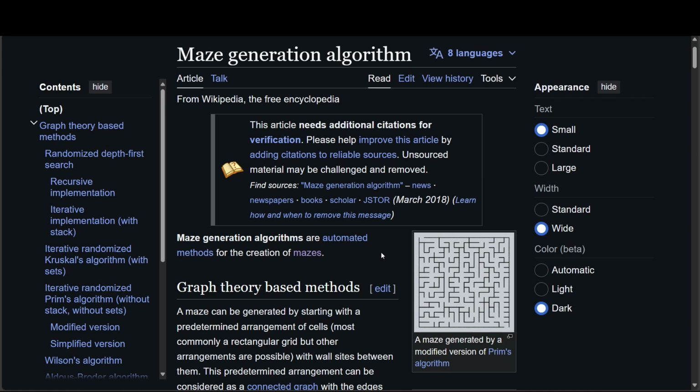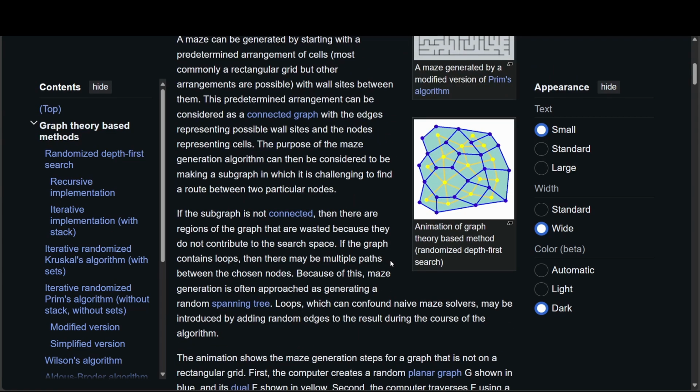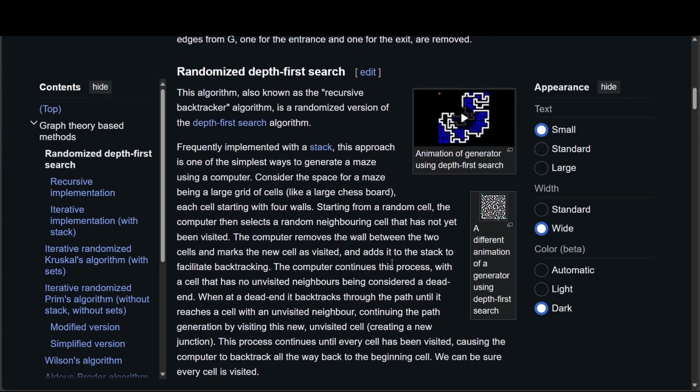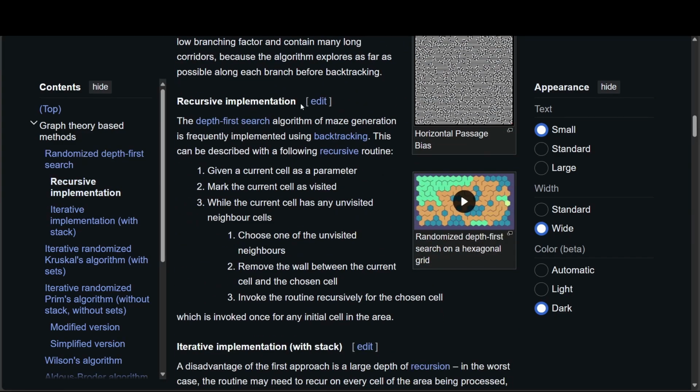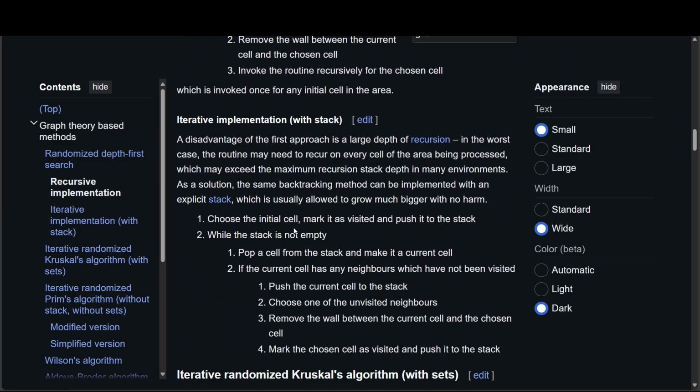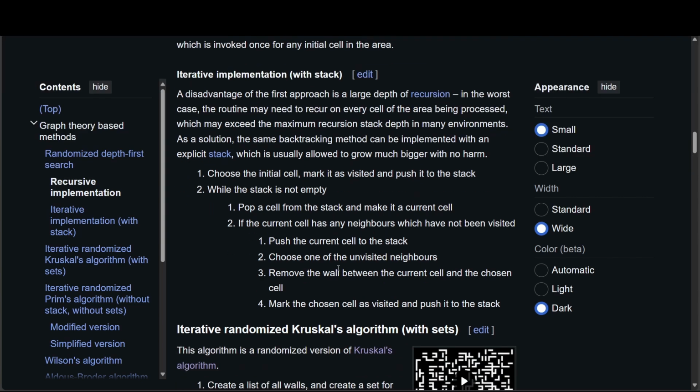Maze generation algorithms. There are many maze generation algorithms. One of the simplest is the depth first search based algorithm. This is the most commonly used algorithm, and it is implemented either using a recursive method or an iterative approach. The iterative approach is preferred because recursion has some problems in some cases. So we use a stack and an iterative method.